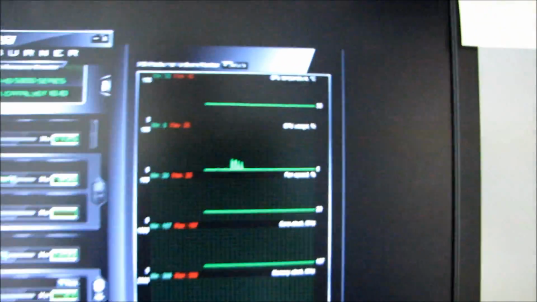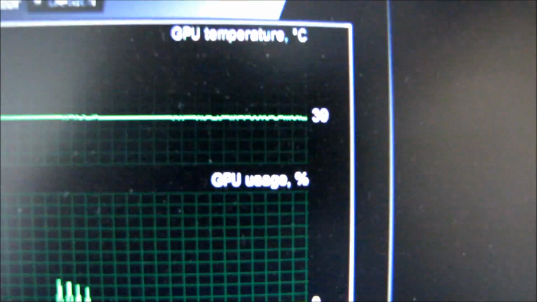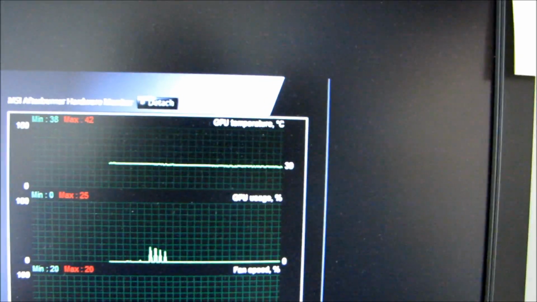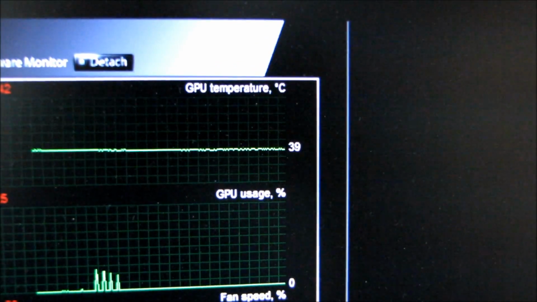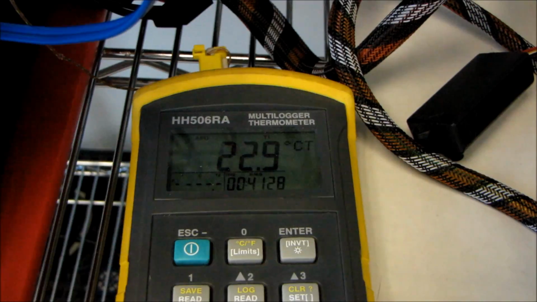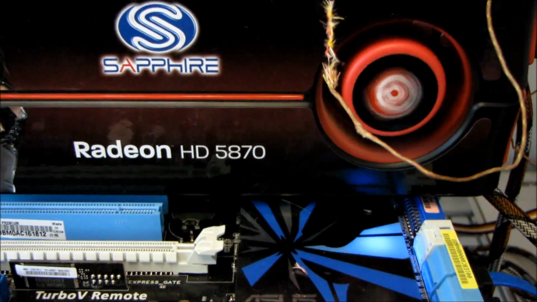So you can see that my idle temps on this particular card are 38 degrees. At least you'd be able to see that if my camera could focus on a monitor for a change. Maybe that'll help. There you go, 39 degrees, 38 degrees. And then my room temps are around 23 degrees. So there you go. Now we'll ramp it up.